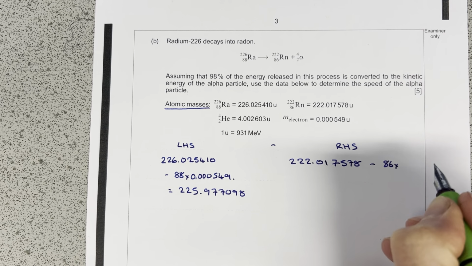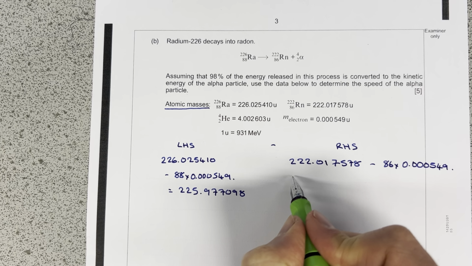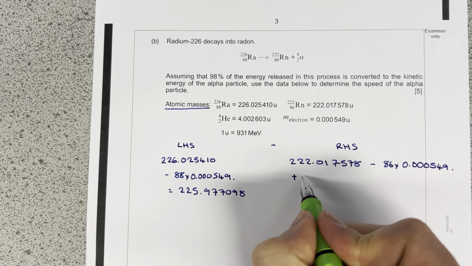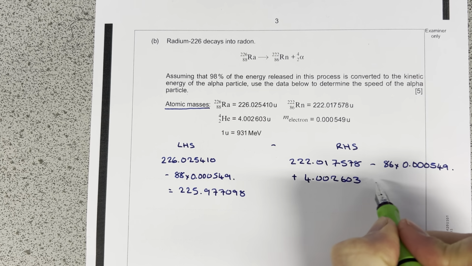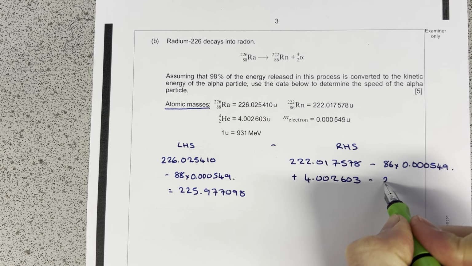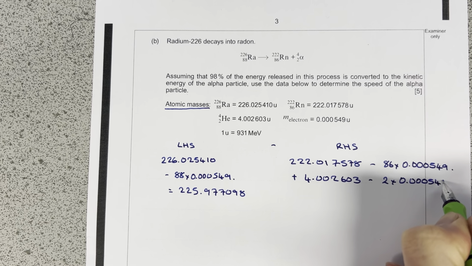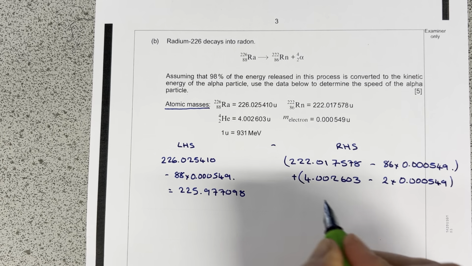That's 86 times 0.00549. It's all going to go in the calculator in a minute. That's going to be fun. Okay, and I've also got the helium, which is 4.002603 minus the 2 electrons it's got. Stick them in brackets if you like to help you organise and visualise what's going on.